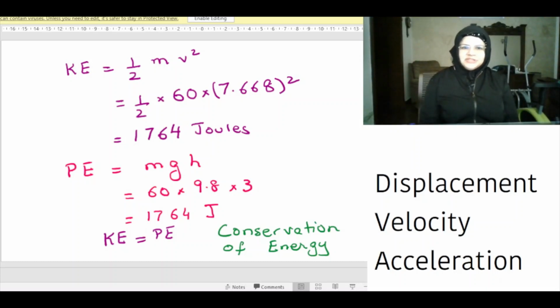When the person jumps from the building, the gravitational potential energy is converted into kinetic energy. Kinetic energy is equal to half mv squared. m is the mass of the person, that is 60 kg. v is the velocity as the person approaches the ground, that is 7.668, therefore giving us the kinetic energy of 1764 joules. We notice that the potential energy is completely converted into kinetic energy, giving us the law of conservation of energy.